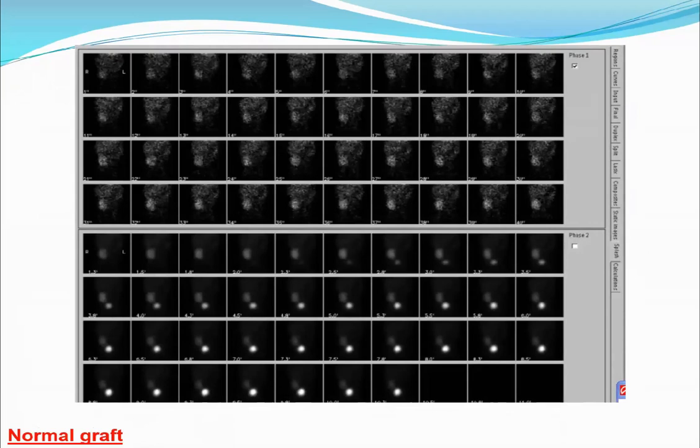This is a renal graft recently transplanted. As we see here, this is a very good perfusion, very good perfusion, followed by good tracer uptake and good excretion.